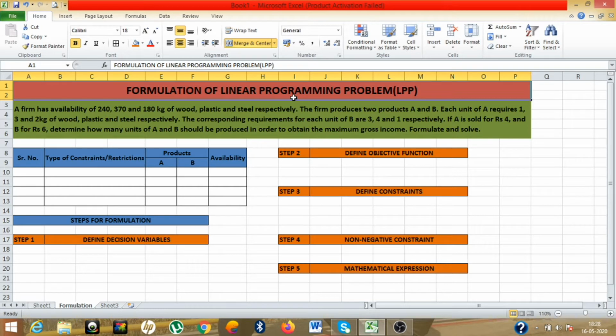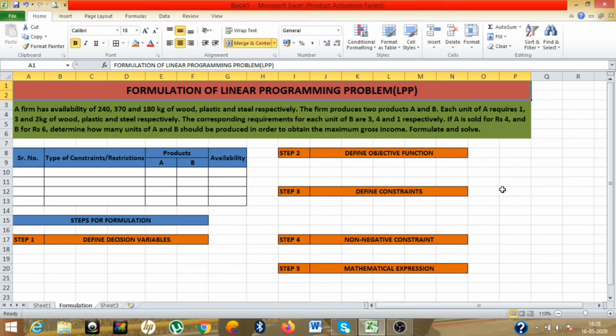In my video of linear programming problem, I have described what is meant by linear programming problem and what are the requirements for linear programming problem. But in short, I will tell you the requirements. In a linear programming problem, there must be decision variables, objective function, constraints or restrictions of resources, and non-negative constraints. So these are the requirements for linear programming problem. So let us take one problem on formulation.